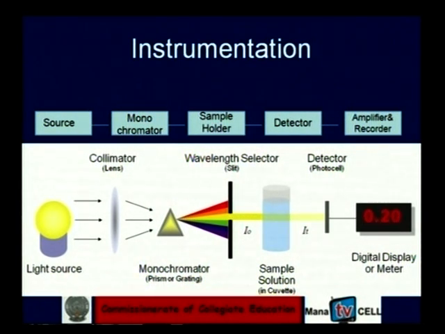Coming to the next slide. Here the instrumentation mainly depends upon seven components. The first one is the source of light, the second is the collimating lens, the third is the monochromator, the fourth is the focusing lens, the fifth is the sample holder, the sixth is the photoelectric detector and the seventh is the digital display of the meter.